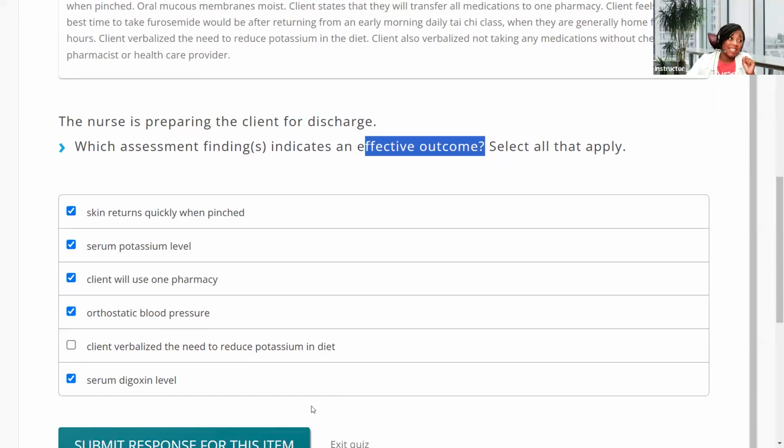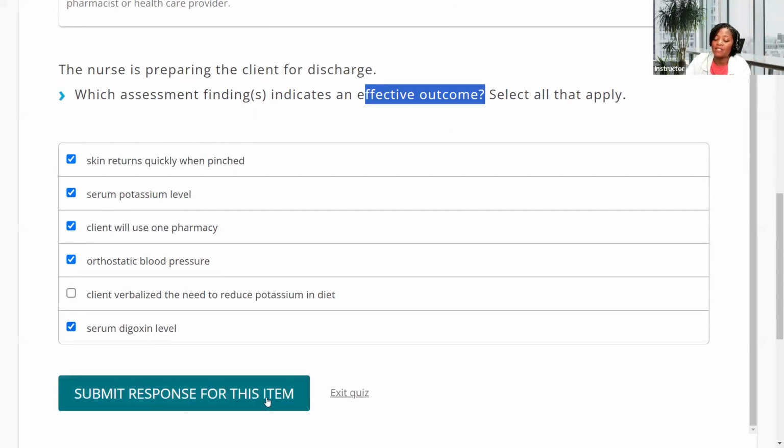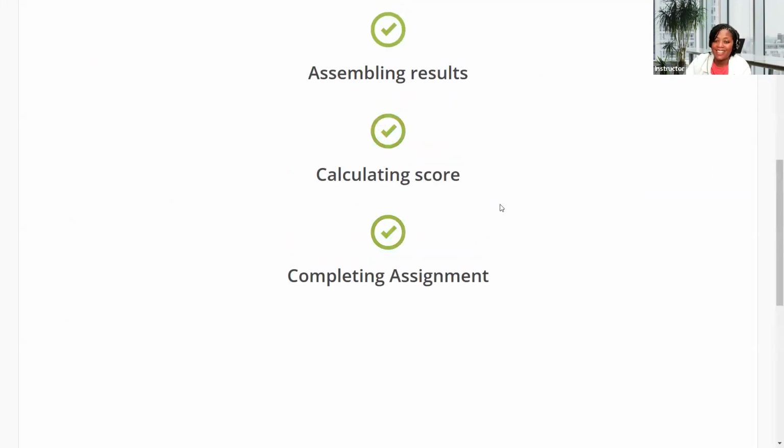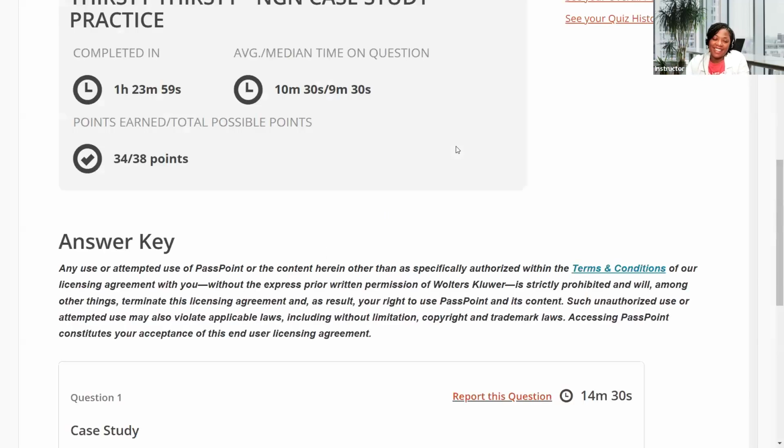Okay, so this is good. All right, let's go ahead and submit. I'm going to submit this response for this item, and we've now seen our 3 patients. We're going to just quickly debrief, have our discussion, and then take it to the end.